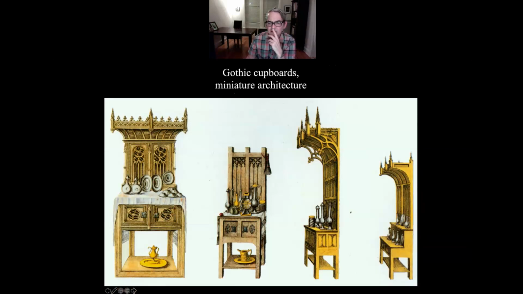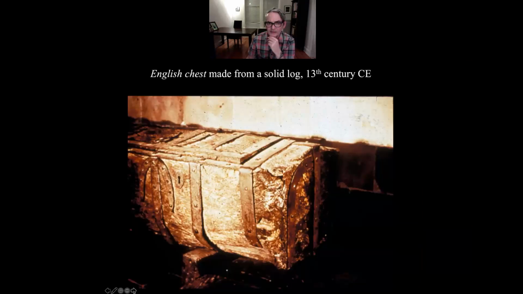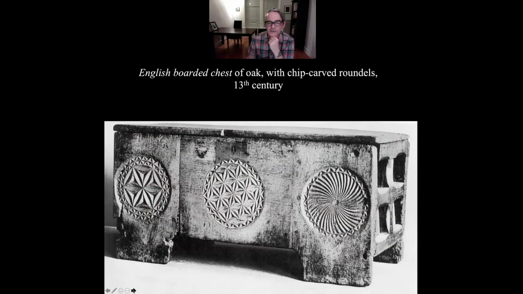These are some types of cabinets. Now this is kind of funny. An English chest made from a solid log, with this big log just hollowed out and held together with these big iron straps. But it's an indication of how, in some cases, very simple. And even this ornament with this chip carving, pretty elementary stuff.